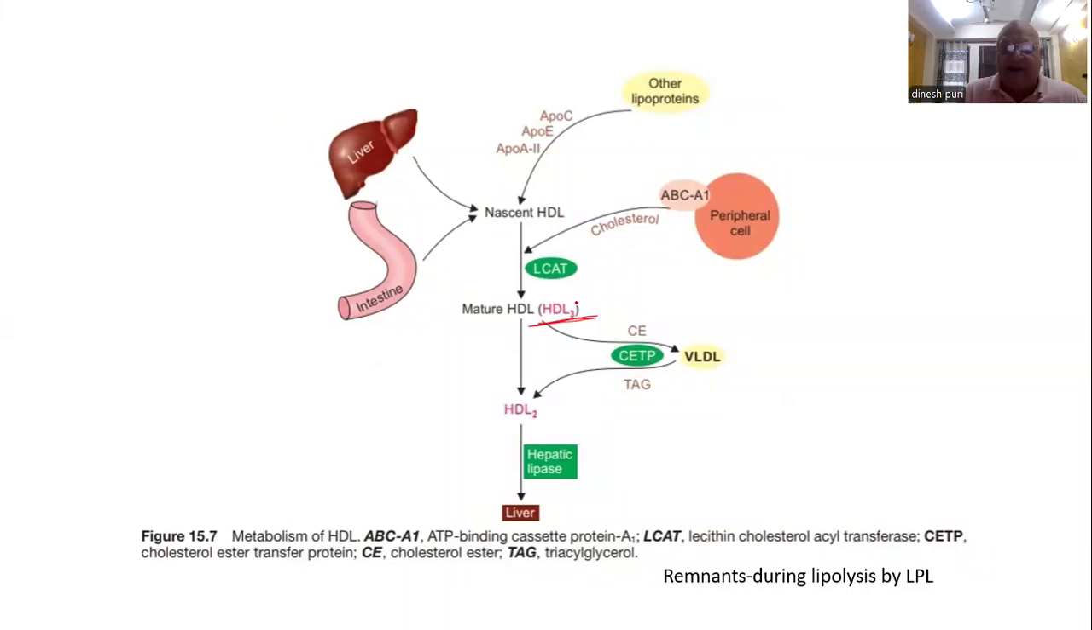Mature HDL is rich in cholesterol ester. This second enzyme, CETP, cholesterol ester transfer protein, as the name suggests, transfers cholesterol ester to the VLDL, very low density lipoprotein, in exchange for triacylglycerol. So this HDL3 loses its cholesterol ester to VLDL, and in exchange it acquires TAG. So this was rich in cholesterol ester. Now this is poor in cholesterol ester. Now it is called HDL2.